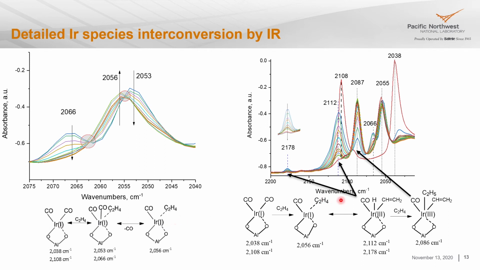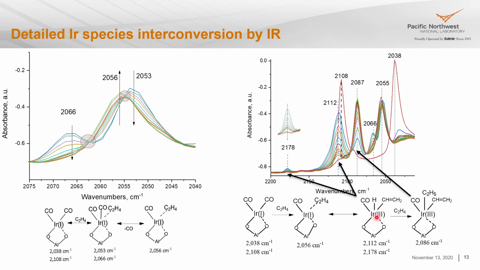Meanwhile, what we also see occurring is the increase in features at 2112 and 2178, which we ascribe to an iridium carbonyl vinyl hydride species. And these reach their maximum after about a minute before decreasing. We'll note that the CO stretch is notably higher in wavenumber, and so we ascribe that to be due to the oxidation state of iridium transferring to +3.